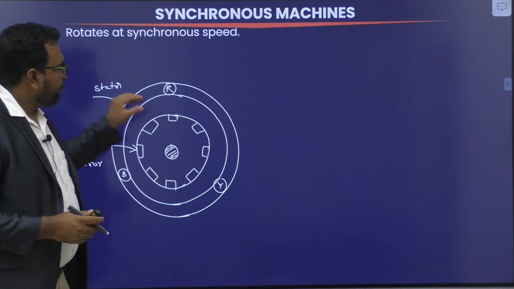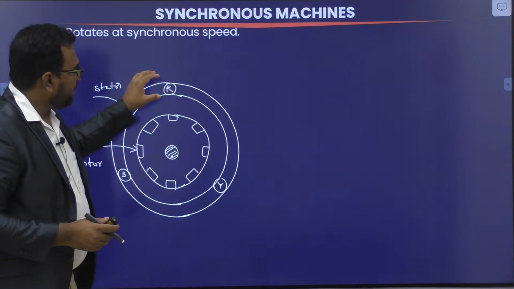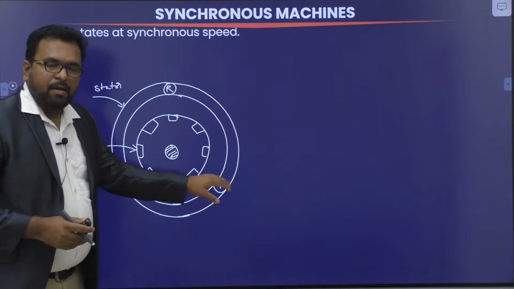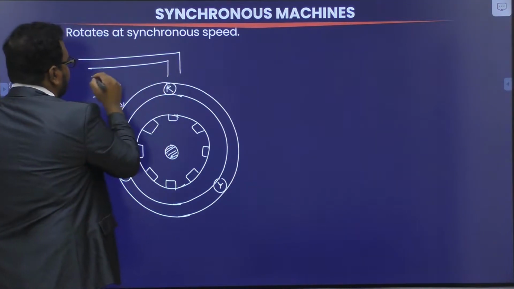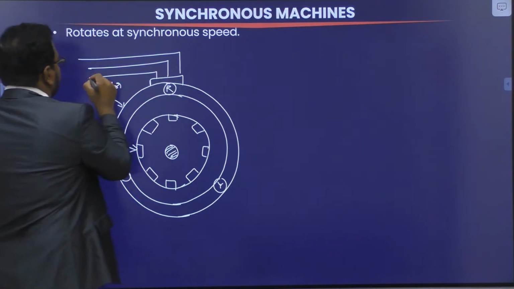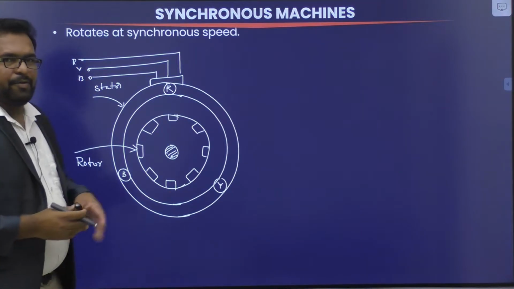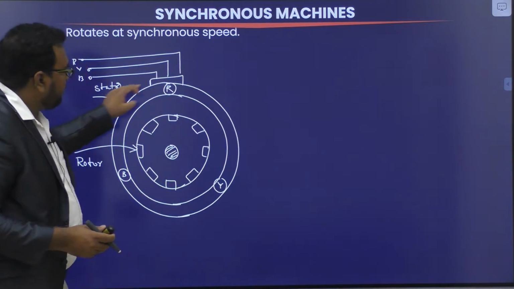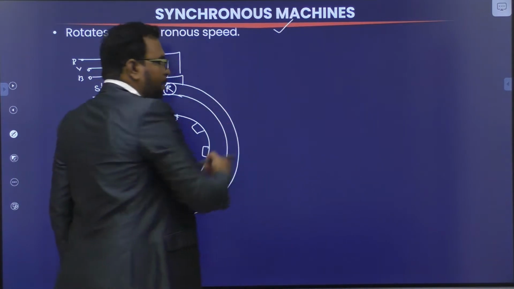We give supply to the stationary stator winding, because the field winding is wound in the stator, and we always provide a three-phase supply to the stator. That means we give excitation to the field winding, and this field winding is connected in the stator only. In case of synchronous machines, this is exactly opposite.